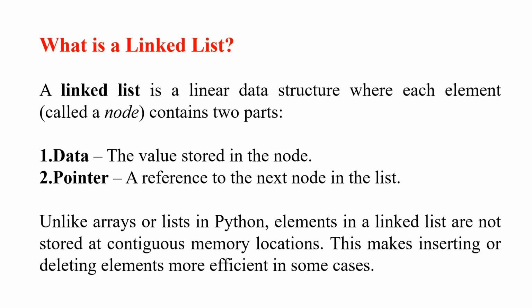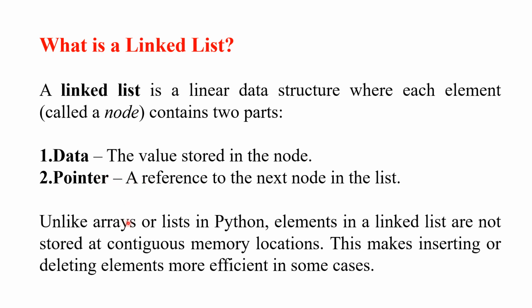Hi all. Now we are going to discuss linked lists. A linked list is a linear data structure where each element, called a node, contains two parts. One part is the data and the second part is a pointer. A pointer is nothing but the address of the next node.